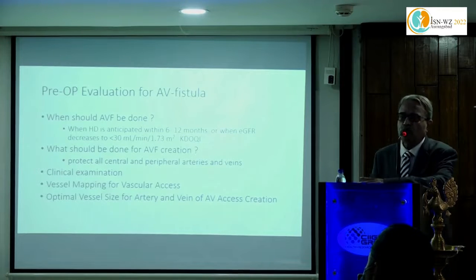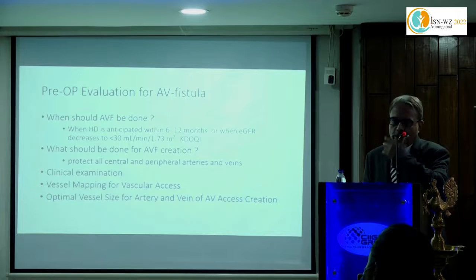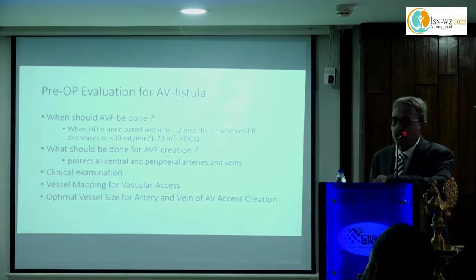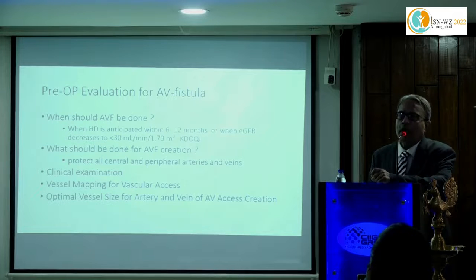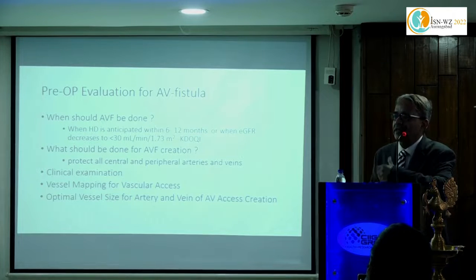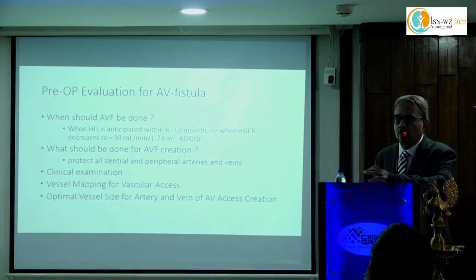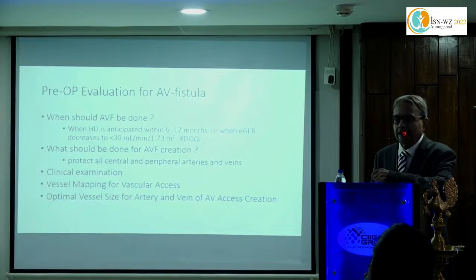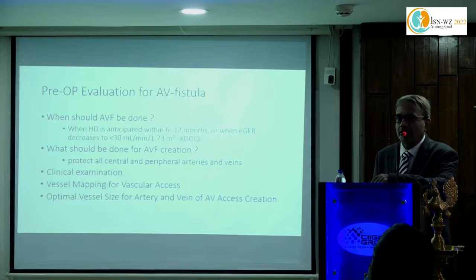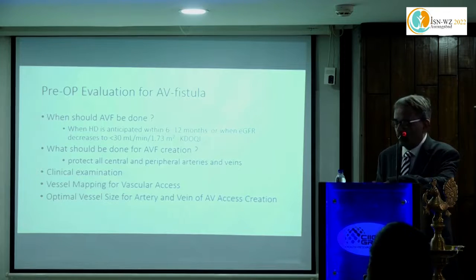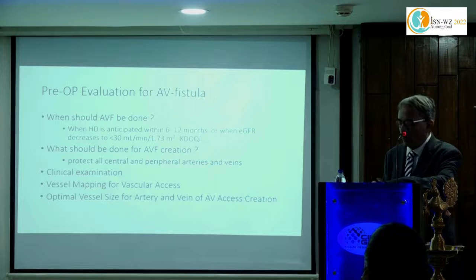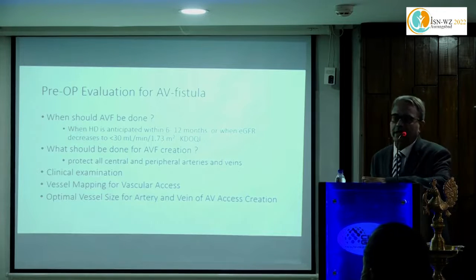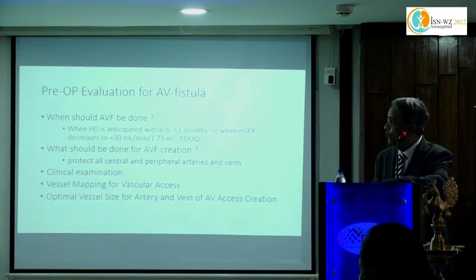The timing when you should do a fistula, as I told you earlier, is that fistula first and catheter last should be the strategy of a nephrologist. So at least 6 months to 12 months before the anticipated beginning of dialysis, you should create a fistula. That is a minimum of 15 days for healing of the wound, 6 weeks for maturation of the fistula, and in case you need some repair of the fistula, another 3 to 4 months. So 6 months minimum and up to 12 months for the creation. The KDOQI guidelines suggest that at an eGFR less than 30 ml, the time has come to prepare a fistula.